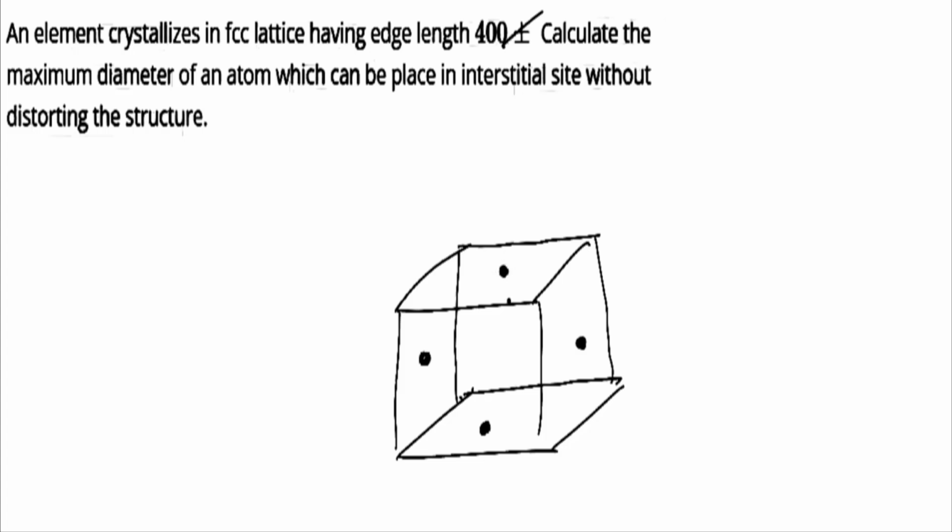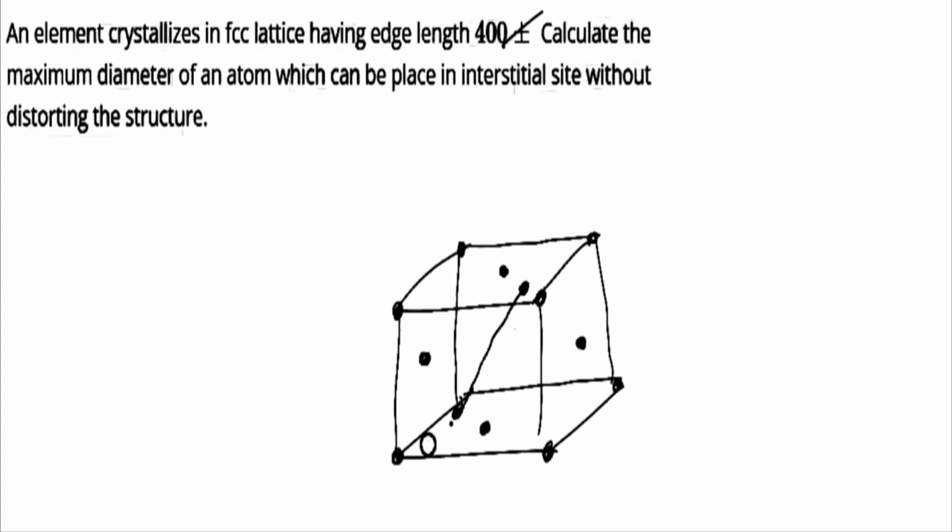Then there will be another face which has an atom something like this. Just to understand, I'm drawing it like this because we cannot draw a 3D structure here. These dots represent the atoms present on the 6 faces. And also in the FCC lattice, atoms are present at the corners.